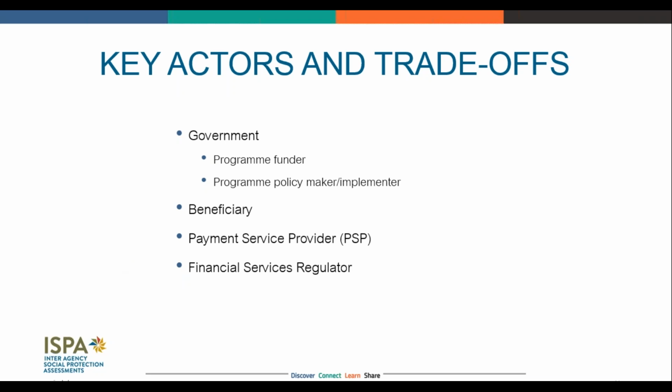So let's look at some of the key actors and trade-offs. First of all, we look at government, a very important stakeholder in payment delivery mechanisms. And we know government is not a homogeneous entity, but made up of different components. If we look at the objectives of different stakeholders, sometimes those objectives are competing and may require trade-offs, and sometimes they may be mutually reinforcing and complementary.